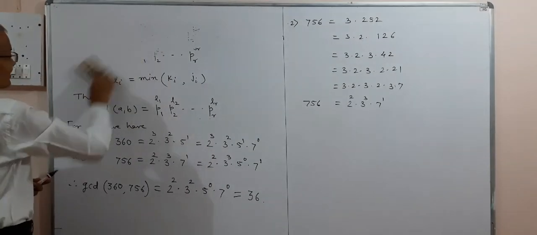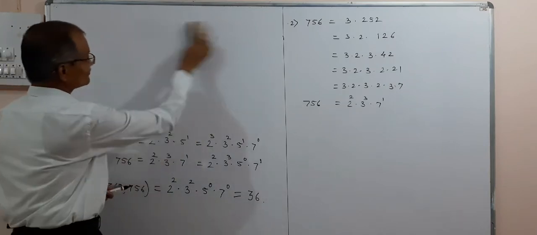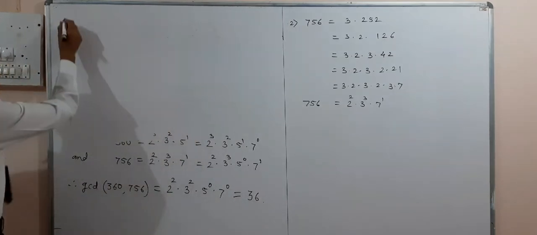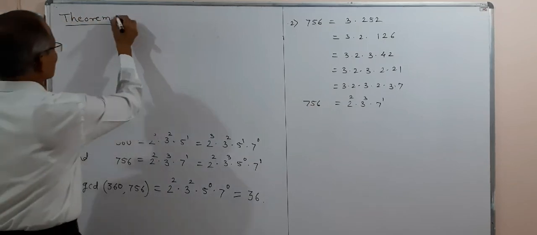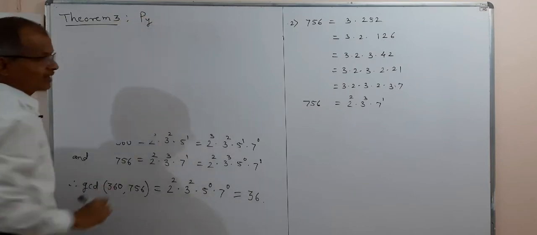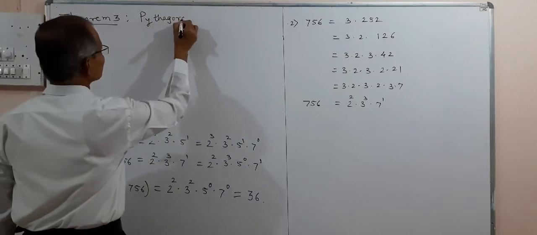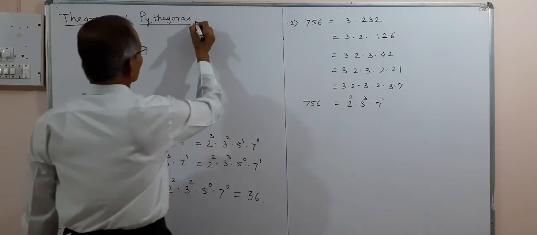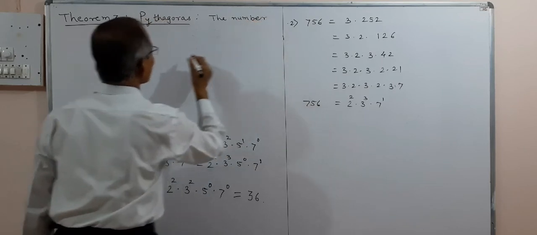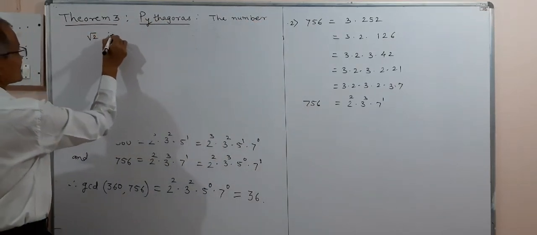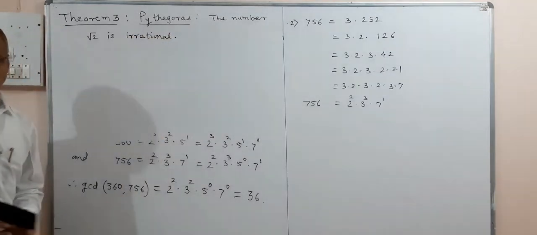Now we shall consider a theorem which is due to Pythagoras. This is our theorem 3 in this chapter, and this theorem was stated and proved by Pythagoras, the famous mathematician. The number root 2 is irrational. This is the theorem stated by Pythagoras.